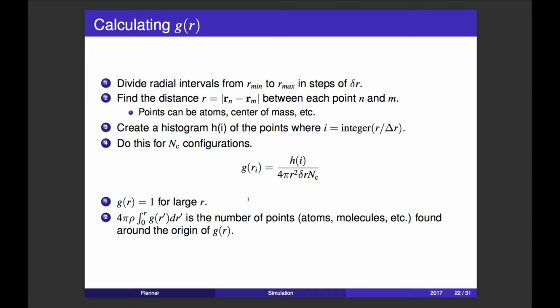So this integral, 4 pi rho, integral from 0 to r, g of r prime dr prime, that's just the number of points, which could be your atoms, your molecules, the center of the molecules, whatever, found around the origin of G of R. So if you do this for benzene, the center of the benzene, this integral tells you how many benzene molecules are found within a distance r from the center of one benzene. All right.